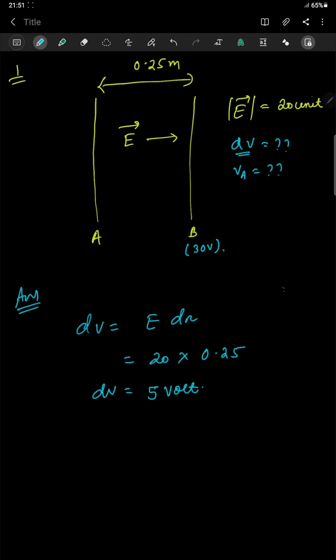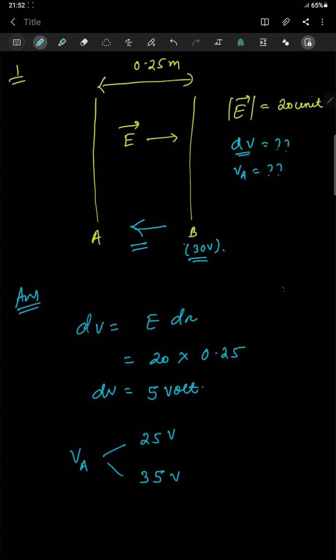Okay, now you see this is 30 volt. Change in the potential difference is how much? 5 volt. So the potential at A can have two options, either 30 minus 5, that is 25 volt, or it can have 35 volt. Now what do I have to choose? Since my electric field is directed from plate A to plate B, the potential has to increase in the opposite direction. That means the potential will increase in this direction, the blue color which I have given.